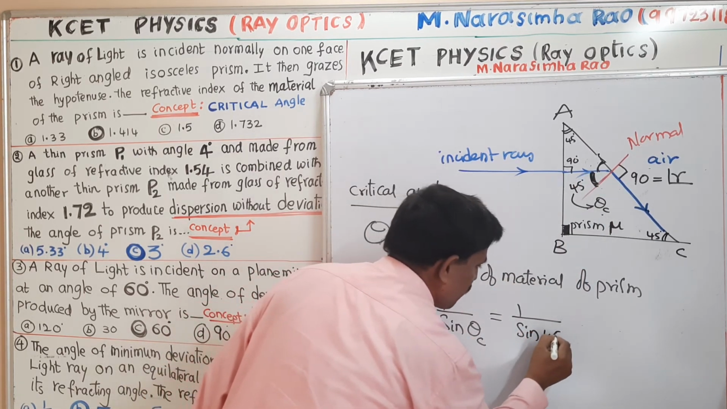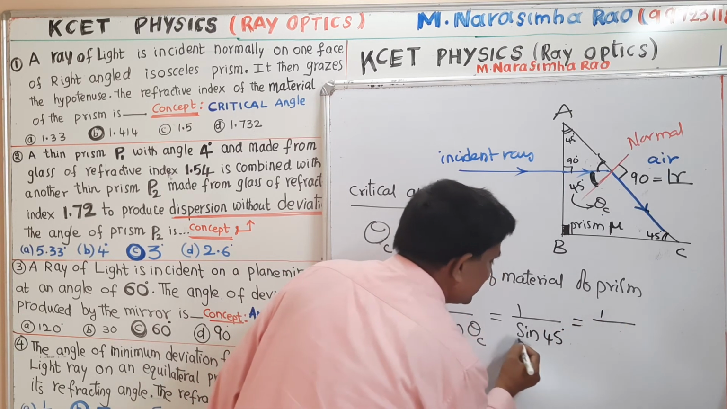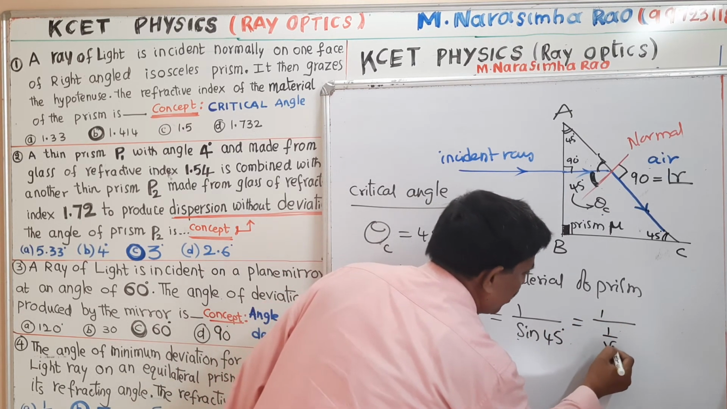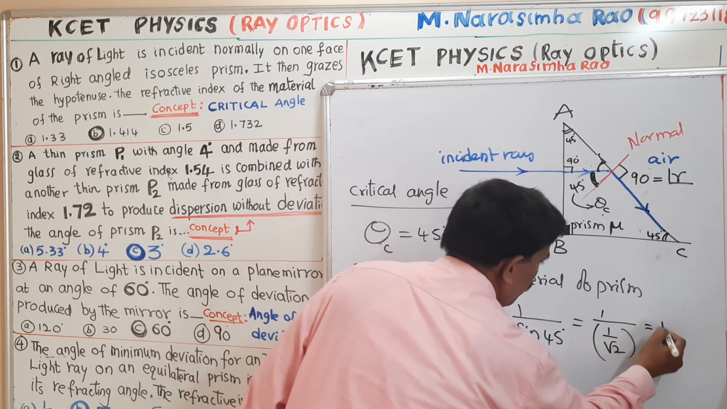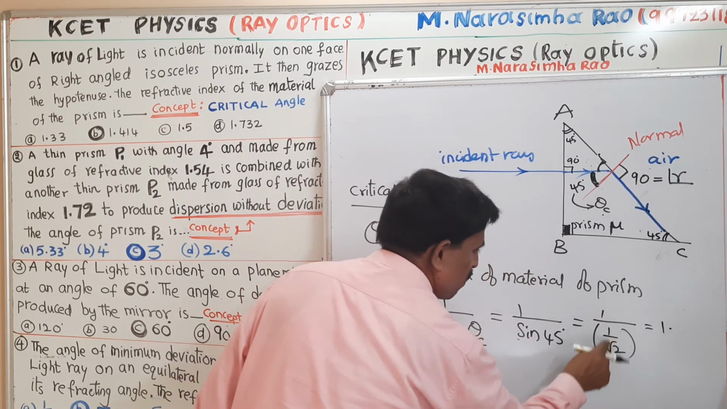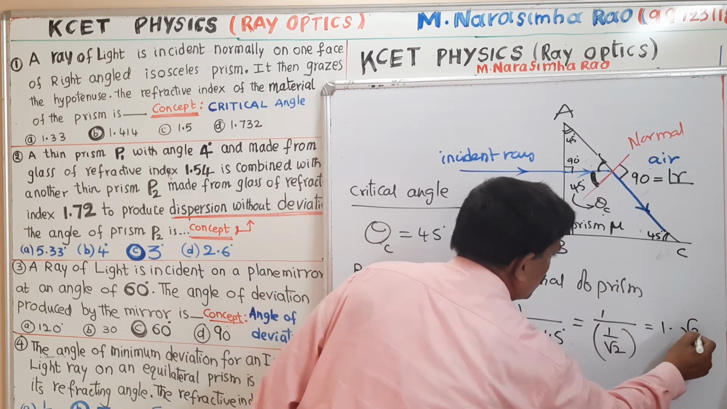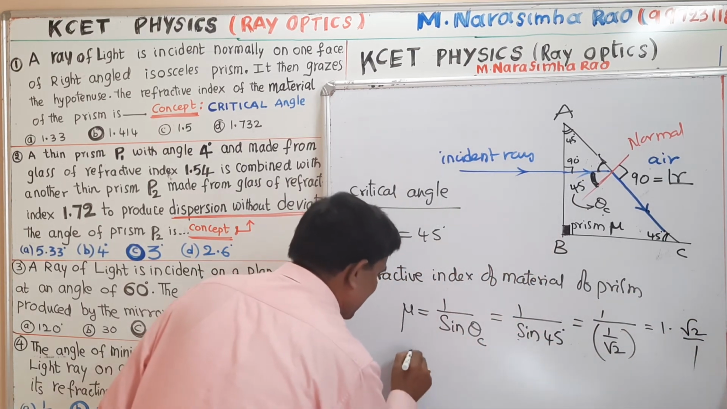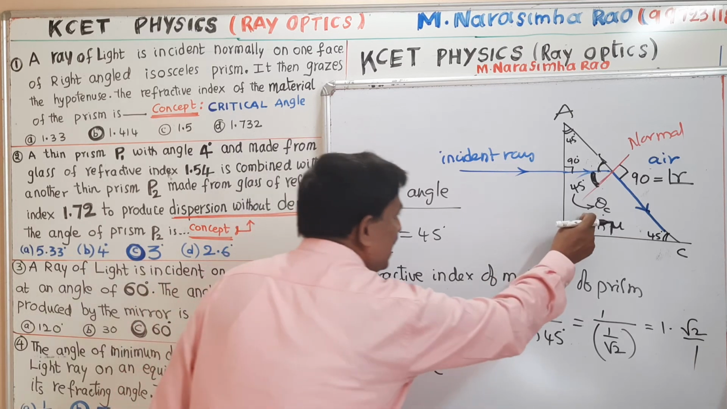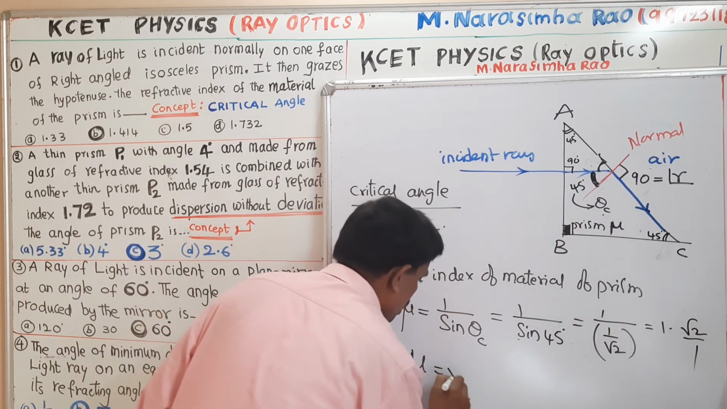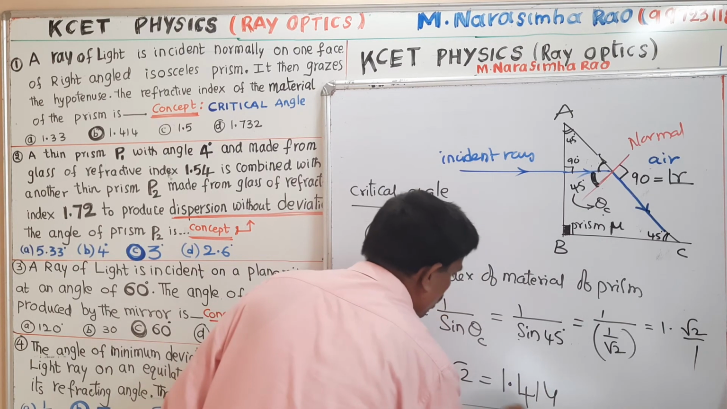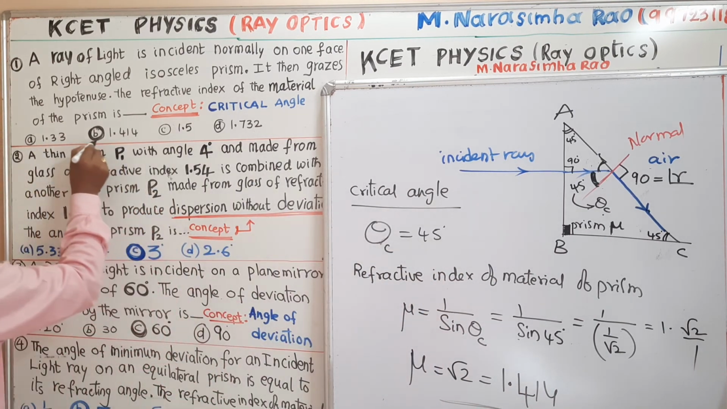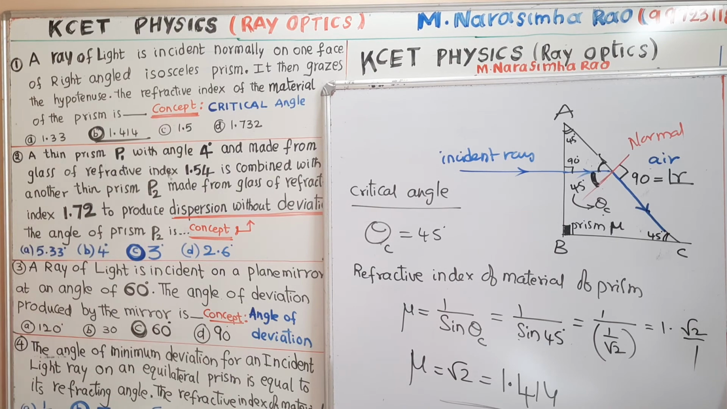Critical angle 45 degrees. 1 by sine 45, and sine 45 means 1 by root 2. So 1 by 1 by root 2 gives root 2 by 1. The refractive index of the material of this prism is root 2, nothing but 1.414. Now 1.414, our option is B.